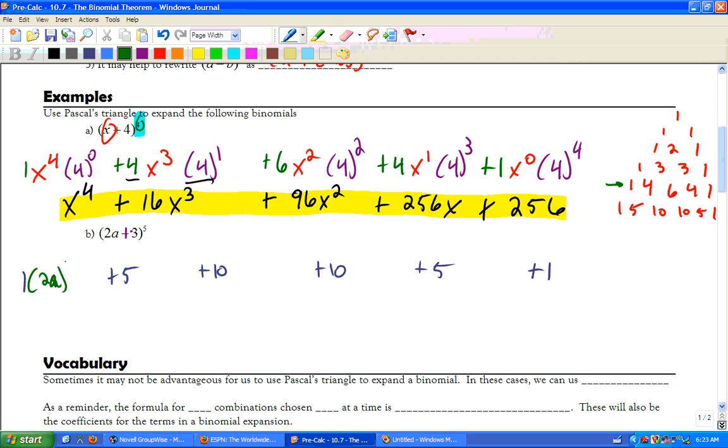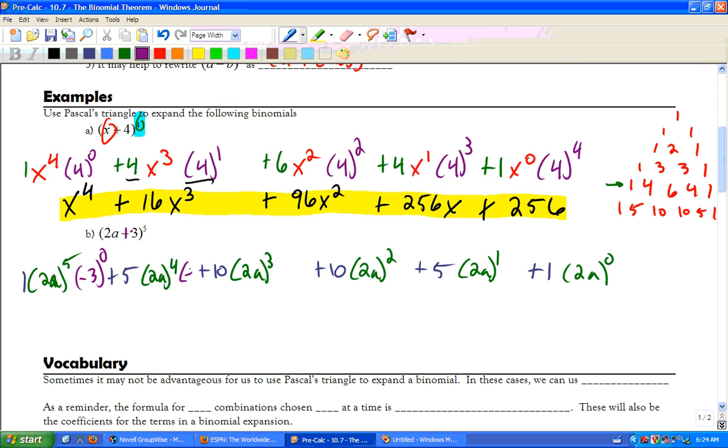2a to the fifth, 2a to the fourth, 2a to the third. Notice how the exponents are going down each time. 2a squared, 2a to the first, 2a to the 0. Start with negative 3 now in this case. Negative 3 to the 0, negative 3 to the first, negative 3 squared, negative 3 cubed, negative 3 to the fourth, and negative 3 to the fifth.